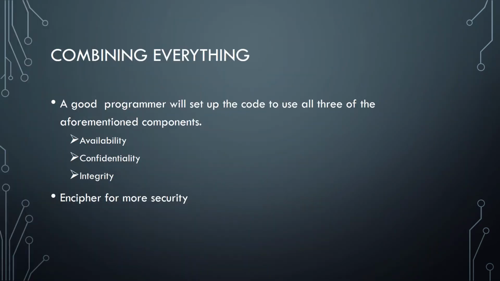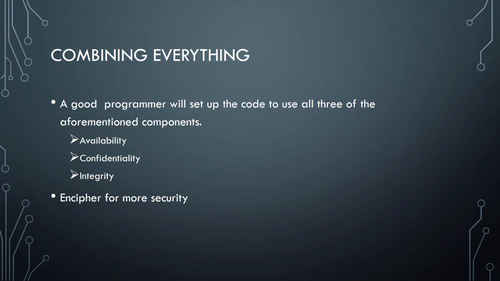In order to be successful in creating secure code, you need to be fully aware not just of the individual components, but of how these components can work together. A good programmer will set up the code to use all three of the aforementioned components. In order to make secure code, you need to be able to integrate availability, confidentiality, and both forms of integrity. This is because they are all essential to write secure code.